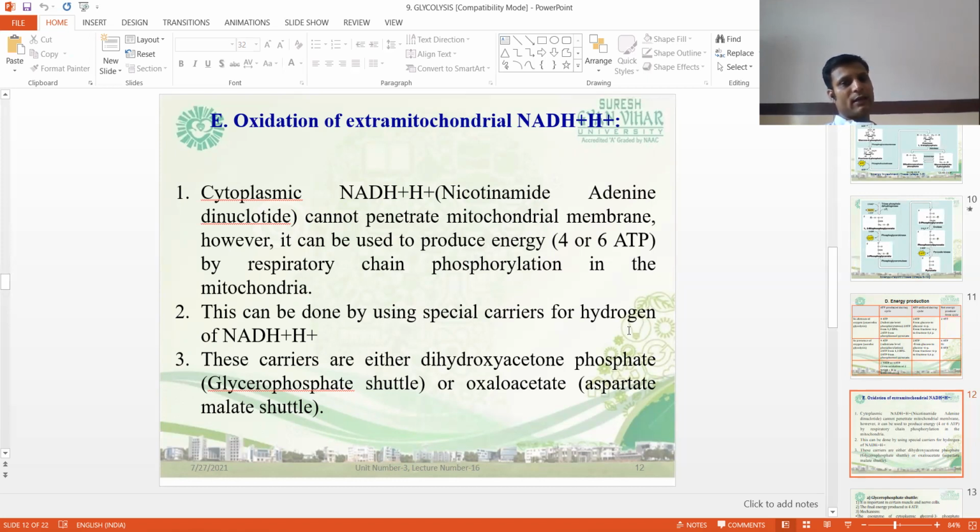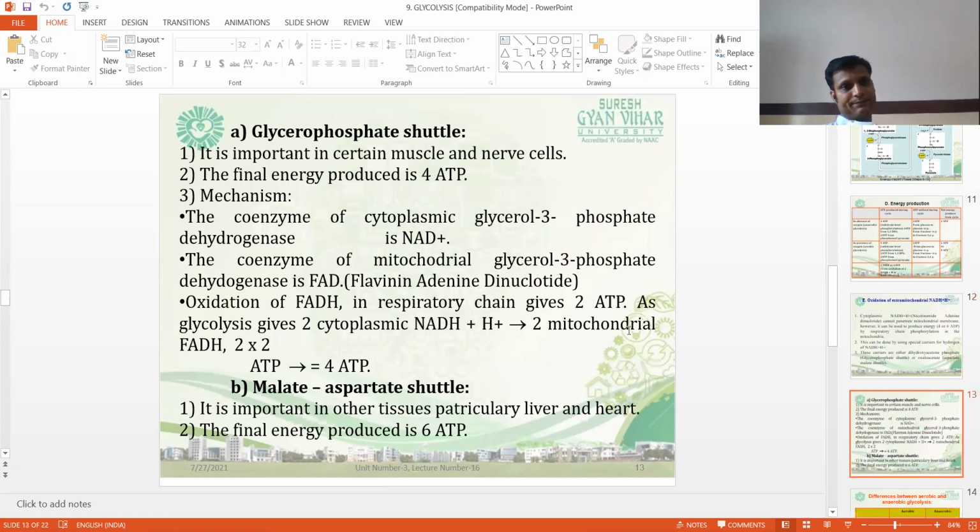This NADH cannot enter the mitochondria. However, it can be used to produce ATP by respiratory chain phosphorylation. This can be done by a special carrier for the hydrogen or H plus ion. These carriers are either dihydroxyacetone phosphate or oxaloacetate. So it requires a special carrier to get inside. This is a shuttle system.